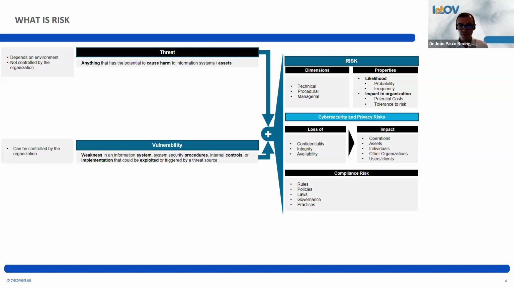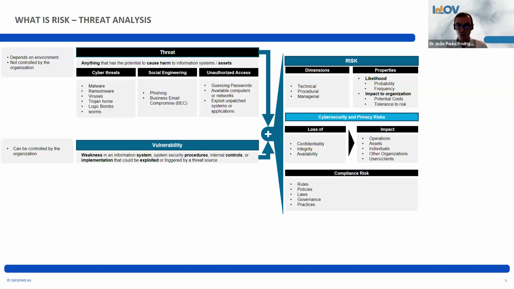So a threat is anything with potential to cause harm to information systems or assets. It depends on the environment and cannot be controlled by any organization. It only exists and we have to deal with it. A threat can be of several natures. We have cyber threats like malware, ransomware, viruses, and so on. We have social engineering threats like phishing, email compromises, unauthorized access through password guessings. So these threats exist whether the organization wants it or not. It does not depend on the organization, right?